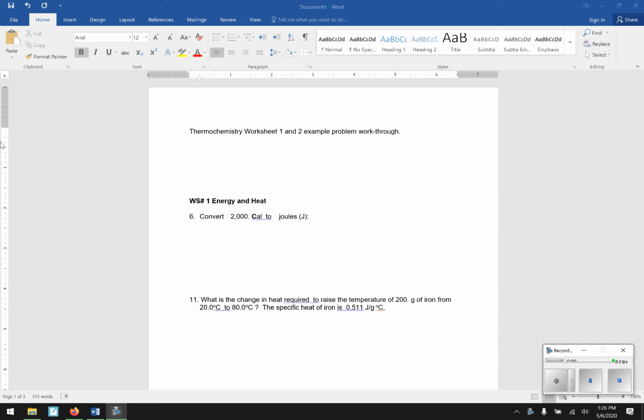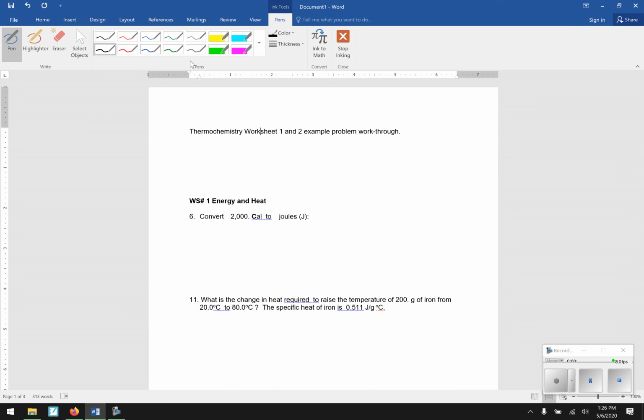So first, I'm going to start with worksheet number 1, energy and heat, and do a simple conversion. So convert 2,000 calories to joules. Notice that is calories with the capital C, and that means it is actually 1,000 little c calories. So I'm going to show you how to set that up. And yes, you don't have to do all the setting up that I'm doing, but it's good to.